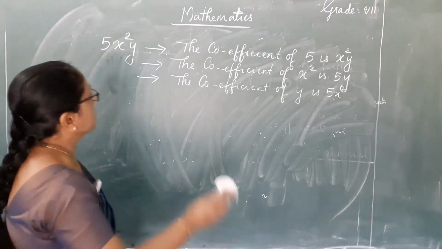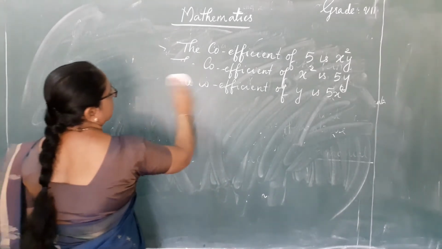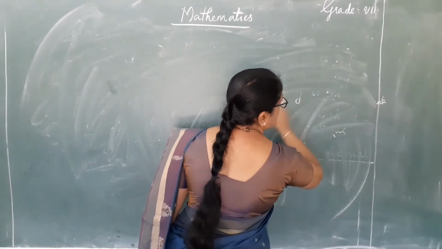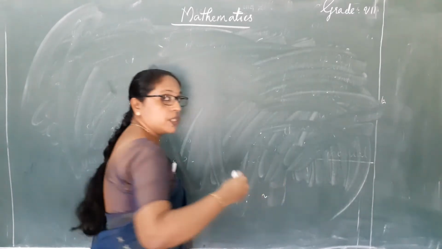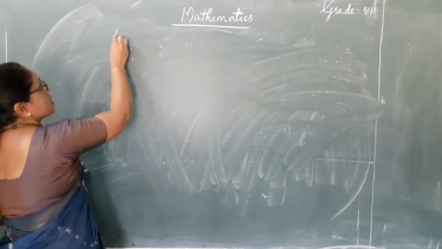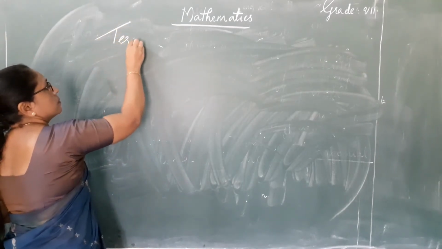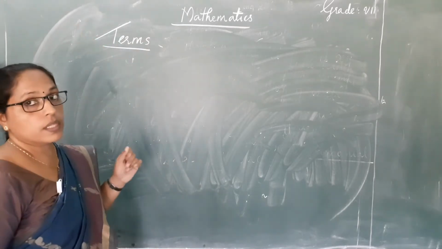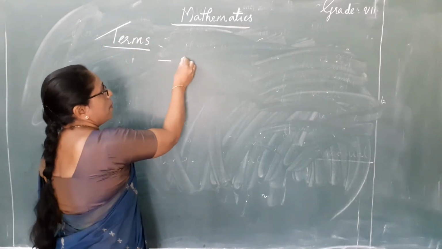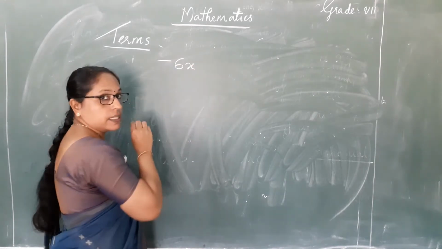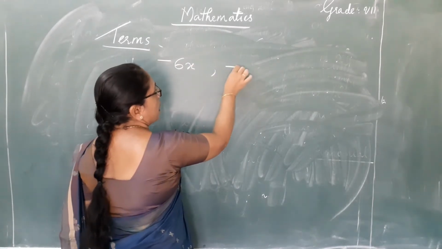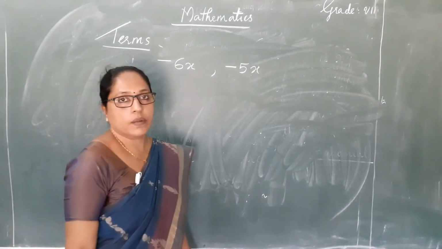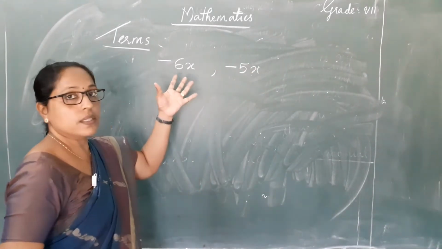Okay, next we move on again to the same concept, that is terms. I am going to give some examples of terms. Minus 6x, one term, another term, minus 5x. Look at these terms. What do you see? What do you notice in these terms?